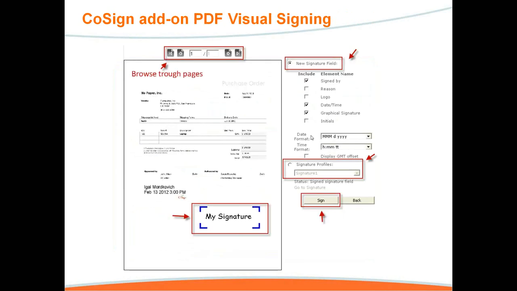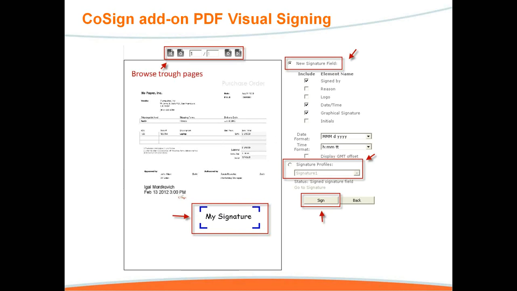If you take a look at the CoSign add-on PDF visual signing, which is a relatively new feature, we allow you to preview the document and place the signature in a PDF document in a very visual and intuitive way directly from the web page. When you try to sign a PDF file using our solution, first of all, you can browse to the different pages in the PDF file and choose the correct page you want to sign on. Then you can create a new signature and locate it anywhere you want in the document. You can resize it and place it in the desired location.